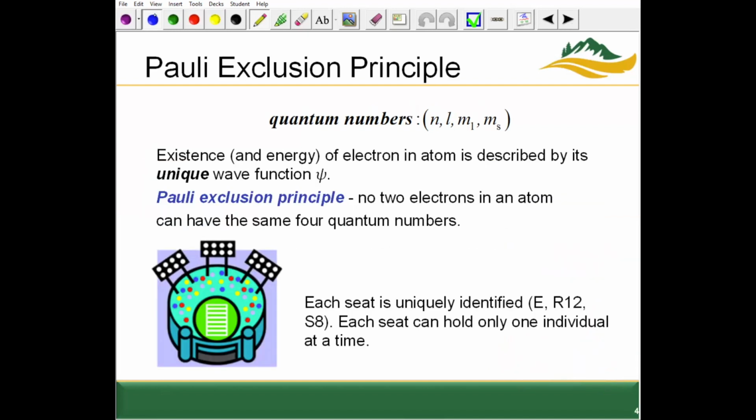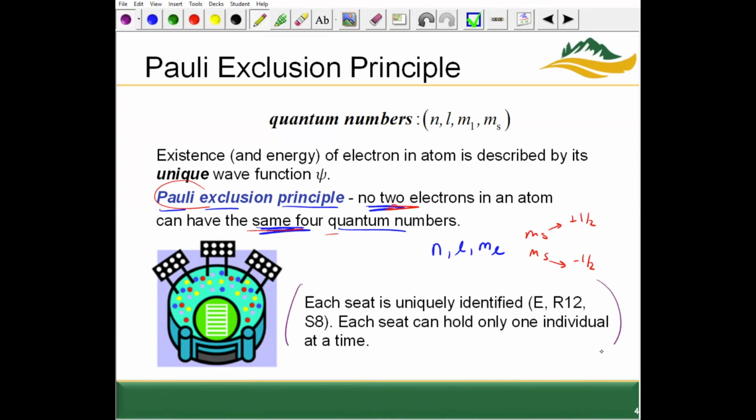This gets into the concept of the Pauli exclusion principle. This says that no two electrons in an atom can have the same exact 4 quantum numbers. They can have the same n, l, and m sub l, but for two different electrons, that has to be two different m sub s values. One would be plus 1/2, the other would be minus 1/2. So again, from the Pauli exclusion principle, no two electrons in an atom can have the same exact 4 quantum numbers.